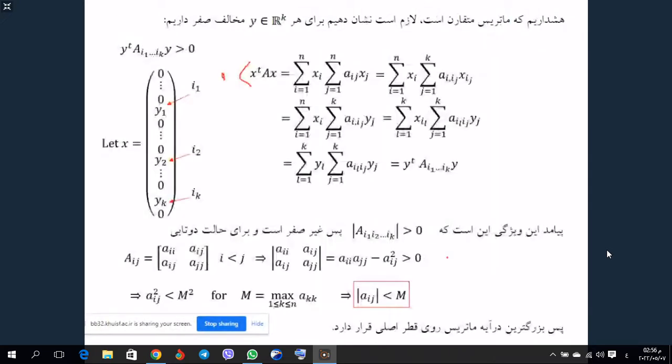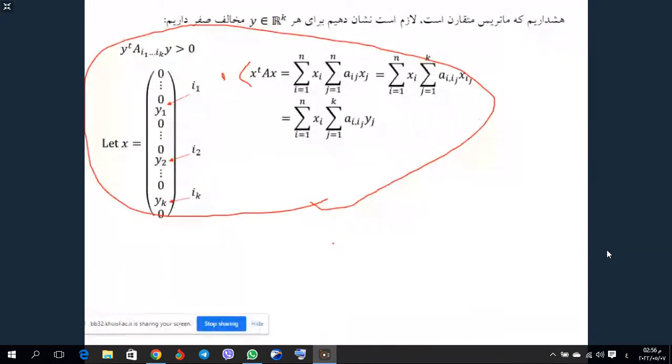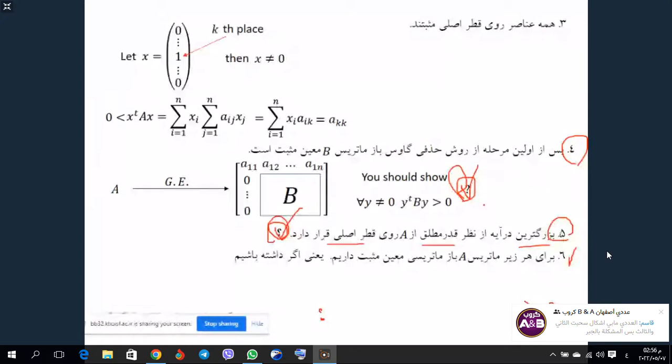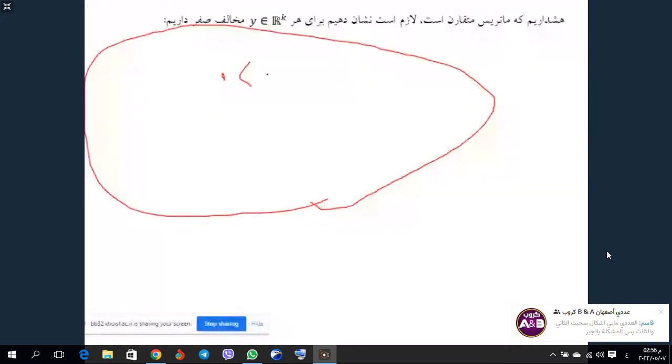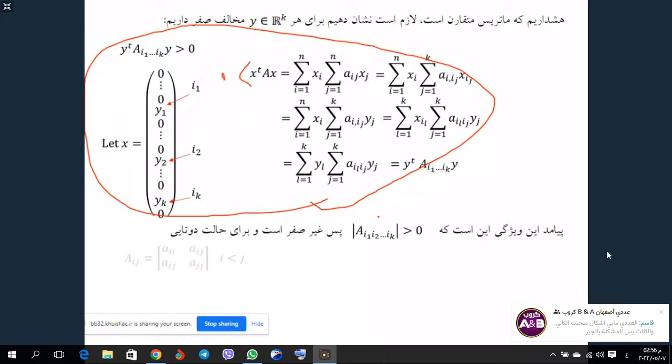Okay, so if you use this proof, you can do this practice and this practice. You have two practices here. If you use this proof, you can do them and send them to me.